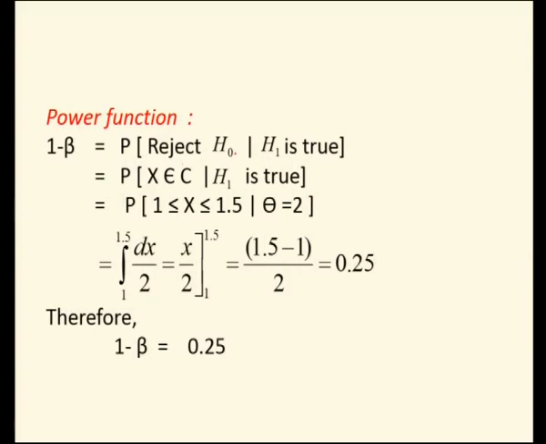So, reject H naught given that H1 is true. Rejecting H naught means that x belongs to C, that is, the critical region is from 1 to 1.5. H1 is true means theta is equal to 2. Therefore, integrating and substituting theta equal to 2, you will have 0.25. Therefore, the power of the test is nothing but 0.25.